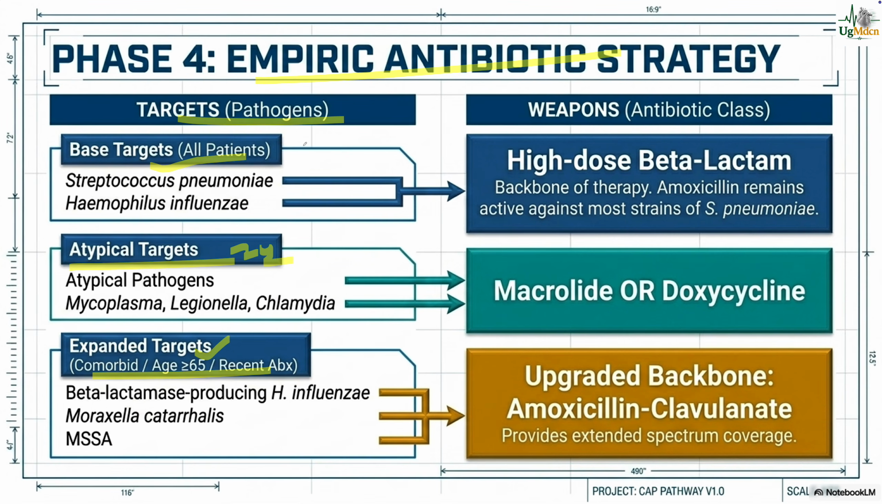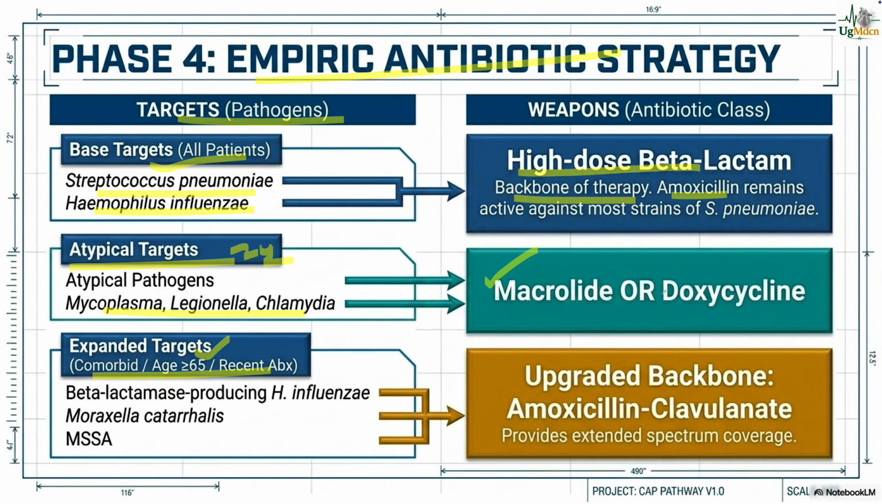The baseline targets in all patients include Streptococcus pneumoniae and Haemophilus influenzae. High-dose beta-lactams, particularly amoxicillin, which remain highly effective against them, form the backbone of therapy. Atypical targets are Mycoplasma, Legionella, and Chlamydia. They require macrolides or doxycycline. Beta-lactams alone do not reliably cover them.